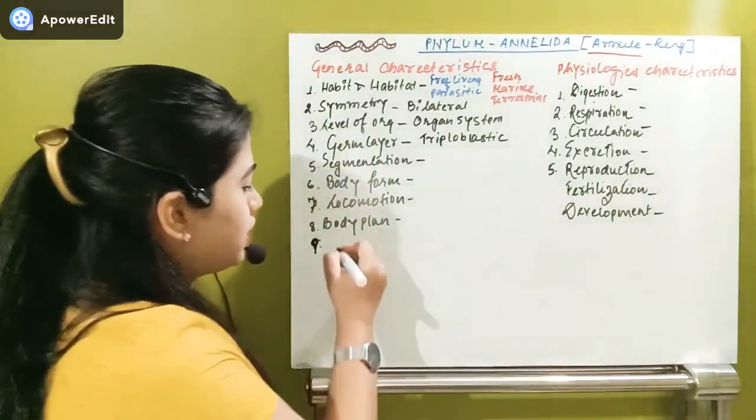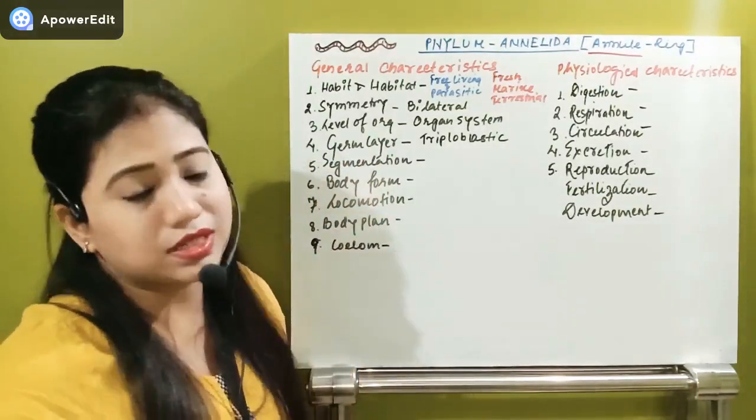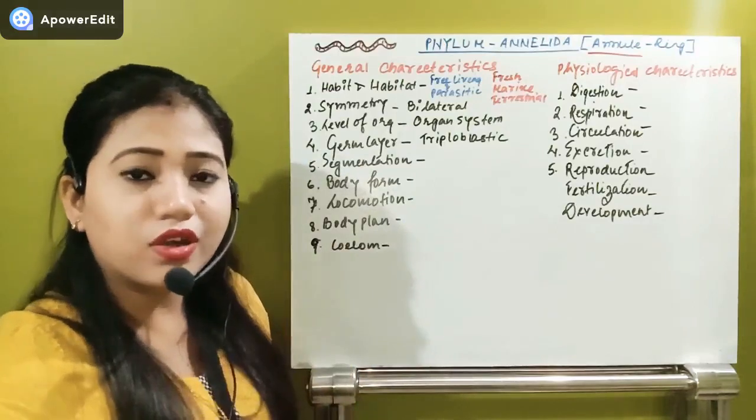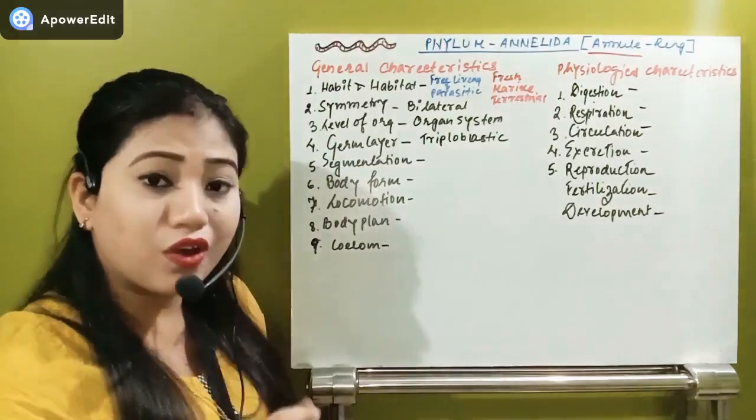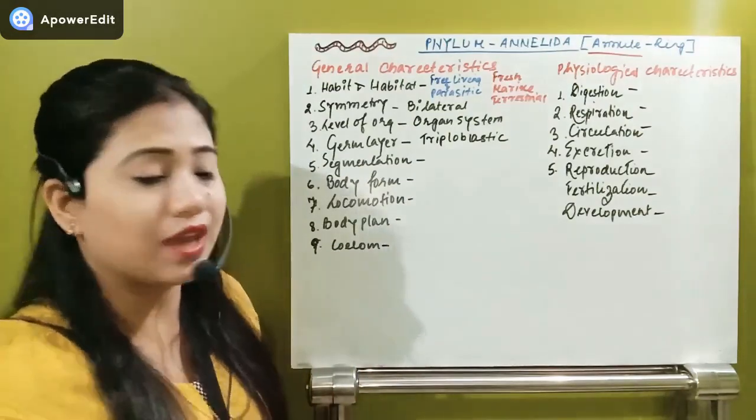What is about their coelom? See, they are going to be truly coelomate animals. Now, for the first time, what happened? For the first time, the phylum Annelida developed a true body cavity.